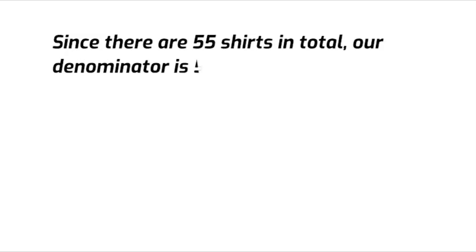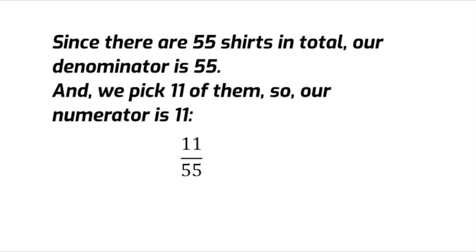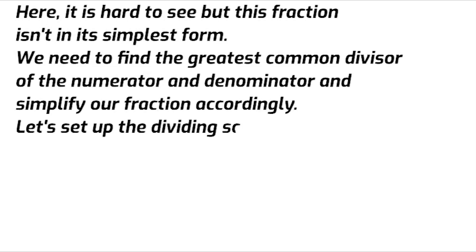Since there are 55 shirts in total, our denominator is 55. And we pick 11 of them, so our numerator is 11. So, our fraction is 11 over 55. Here, it is hard to see but this fraction isn't in its simplest form. We need to find the greatest common divisor of the numerator and denominator and simplify our fraction accordingly.